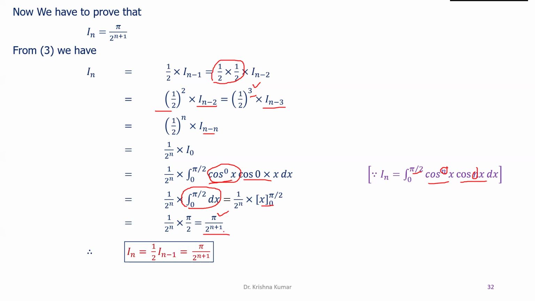And since we had to prove this, this is the desired result. So in this example we have proved both results, that is In equal to 1 upon 2 I(n minus 1), and In equal to pi upon 2 to the power n plus 1. This is the desired result. Thank you.